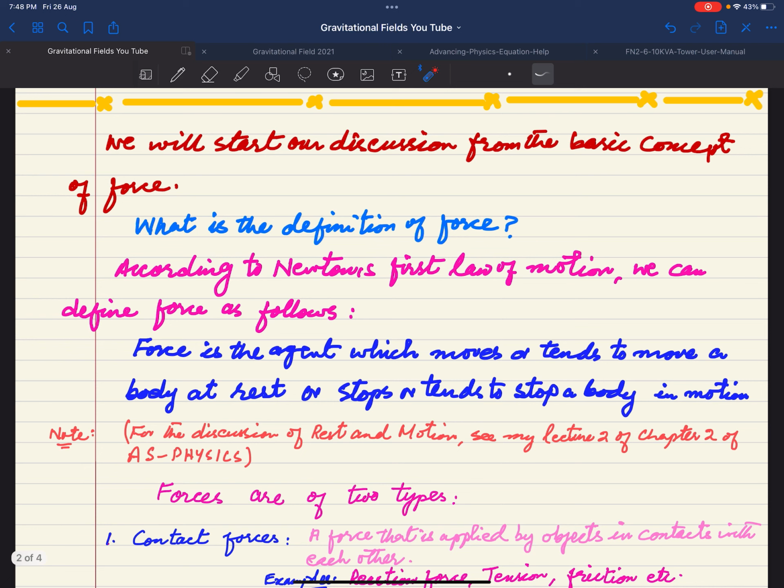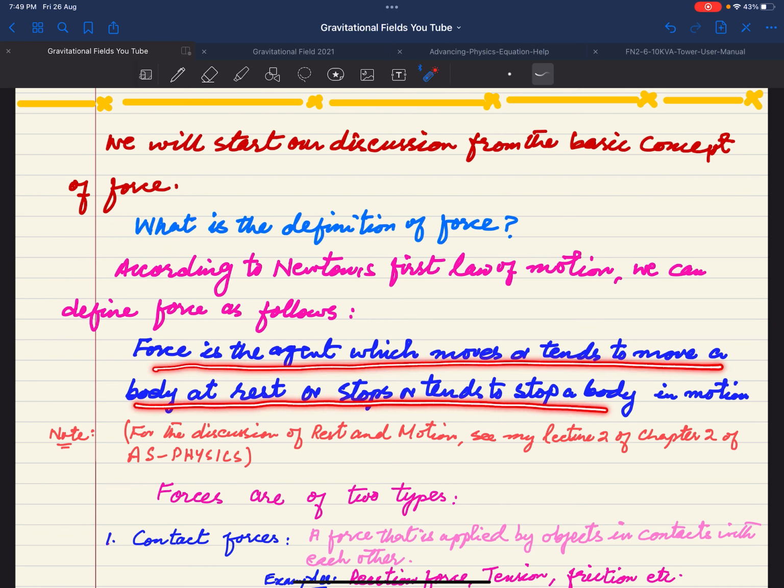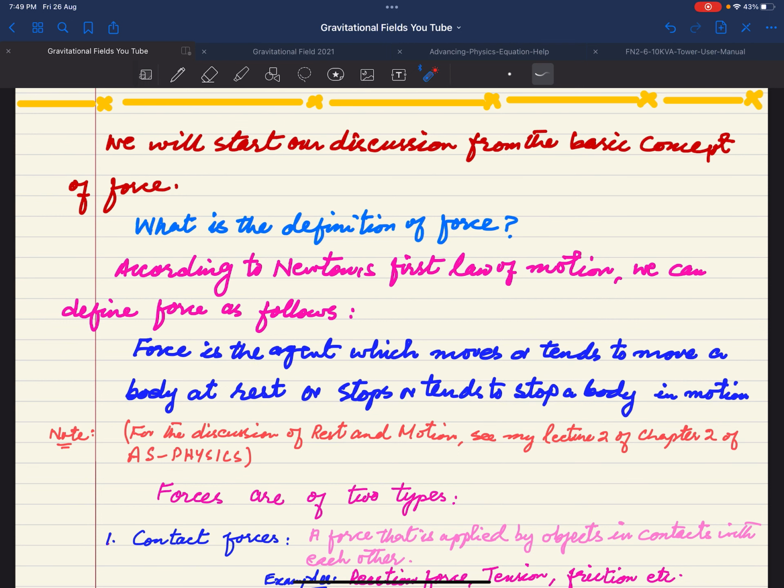So how can we define the force? This is the definition of the force, the push or pull. Here we are defining the force in a proper way. The force is the agent which moves or tends to move the body at rest, or stops or tends to stop a body in motion. So this is the proper definition of force.